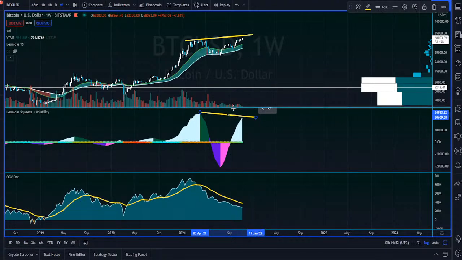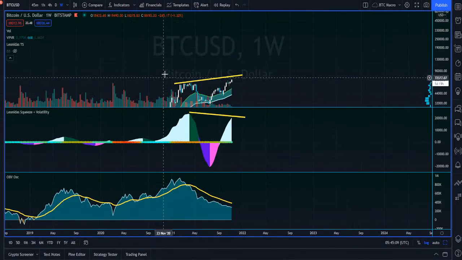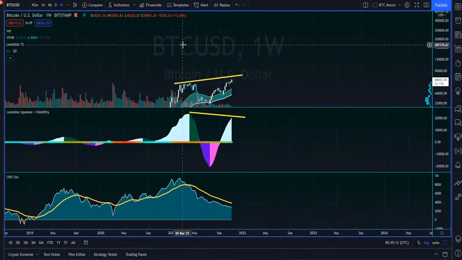After that, $70,000 is not a resistance. There is no resistance now for Bitcoin. The only way we are gonna see rejection is when people start selling. That's it, because there is no resistance. Where is the resistance here? It's just free space. There is no resistance.